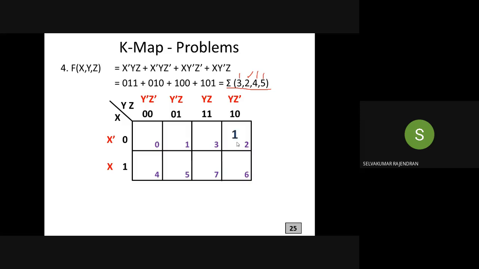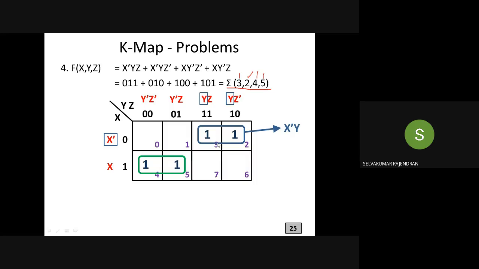I'm putting the number of ones in respective cells 2, 3, 4, 5. After putting the number of ones, I'm trying to group them. Here also there are 2 possible groups. From these 2 possible groups, we can get minterms like this.